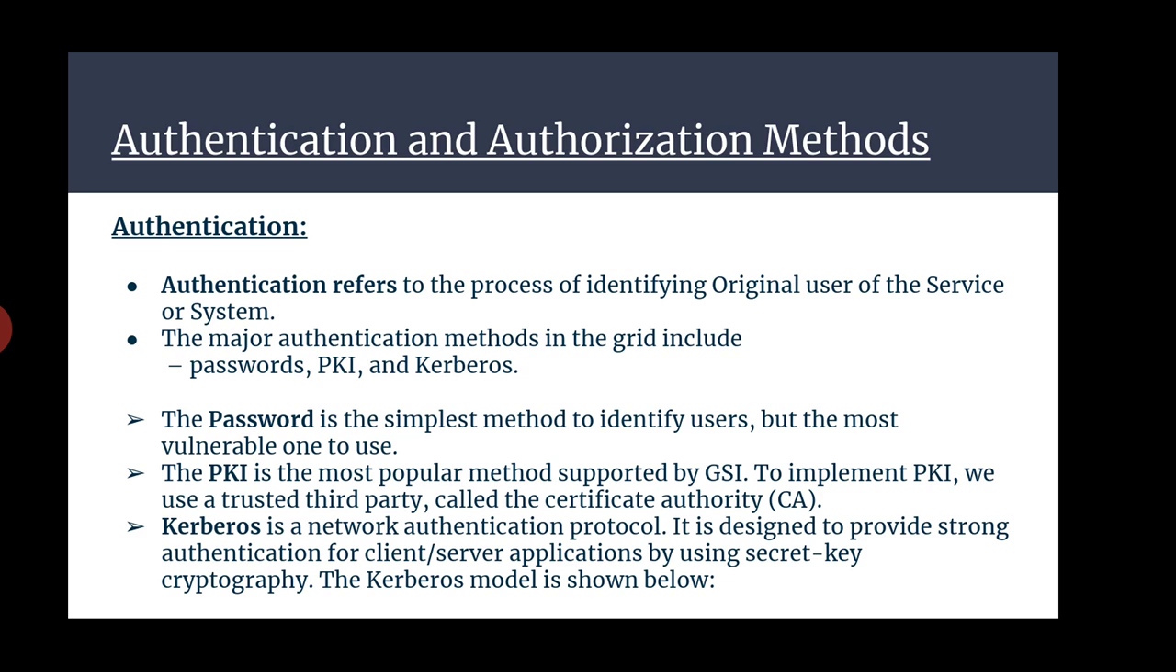Now we can see, the password is the simplest method to identify a particular user, but the most vulnerable one. To be more secure, we use the public key infrastructure. The public key infrastructure is the most popular method supported by the Grid Security Infrastructure. So we want to implement the public key infrastructure. We use a trusted third party, which is nothing but what we call a certificate authority.